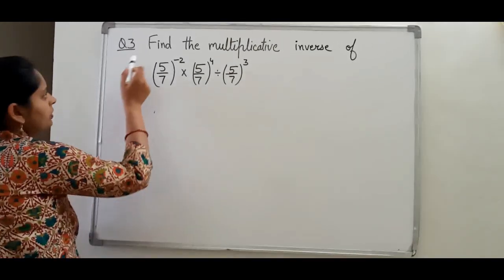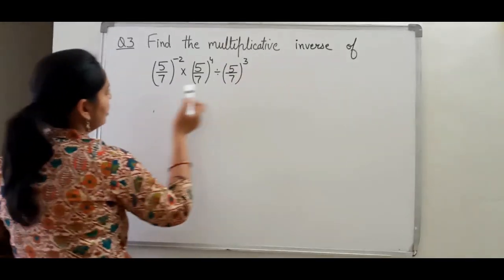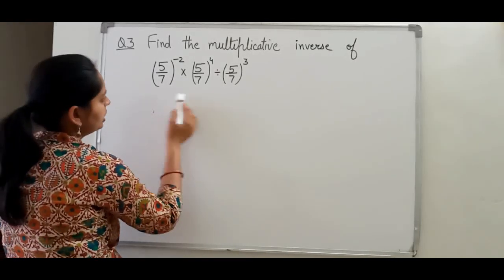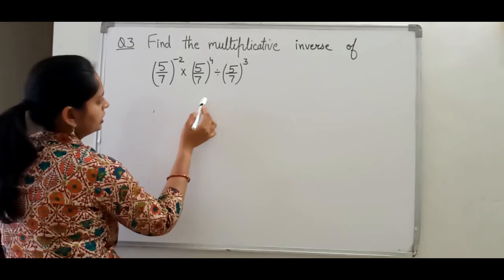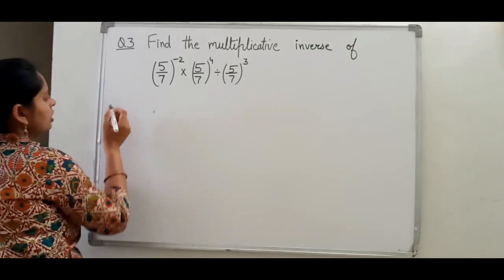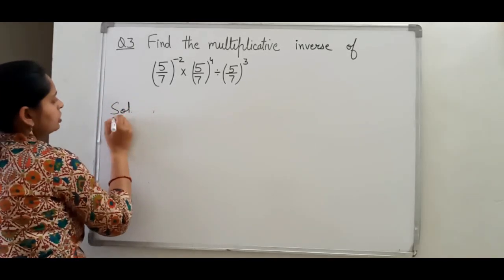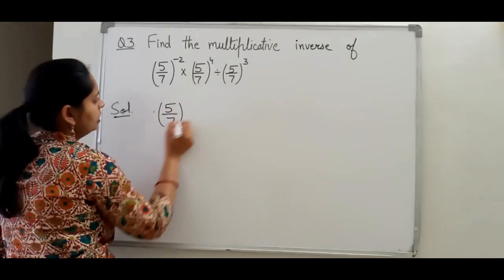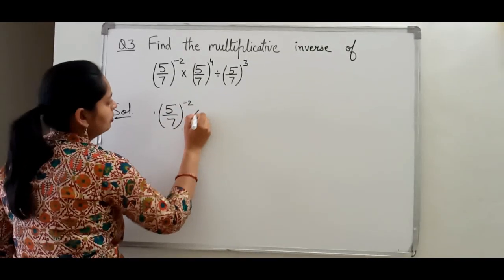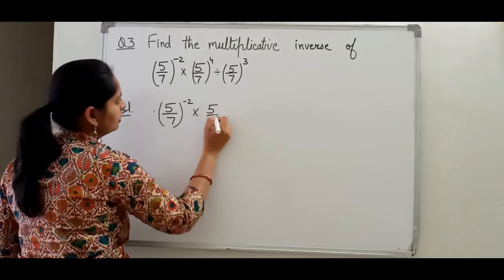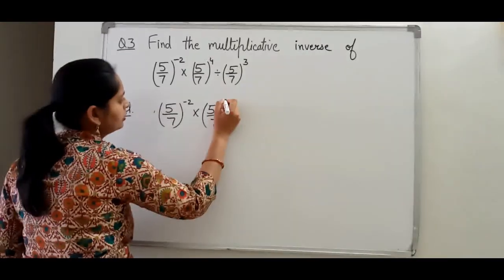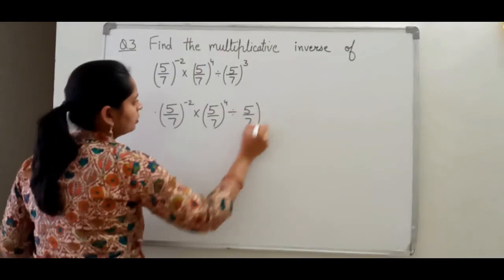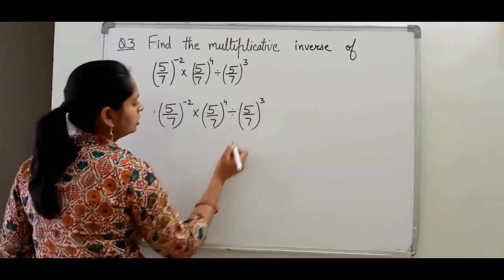Question number 3. Find the multiplicative inverse of this expression. For getting the multiplicative inverse of this, we have to solve this. Right? So first we will solve it down. Let's solve this. We are having 5 by 7 to the power minus 2 multiplied by 5 by 7 to the power 4 divided by 5 by 7 to the power 3.